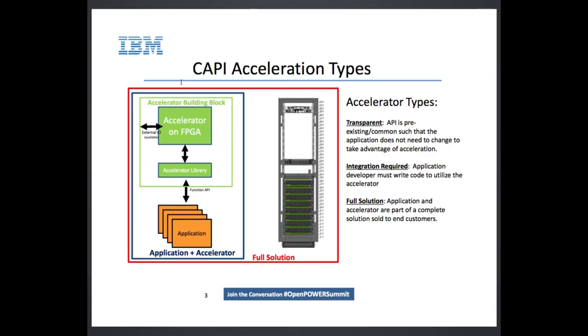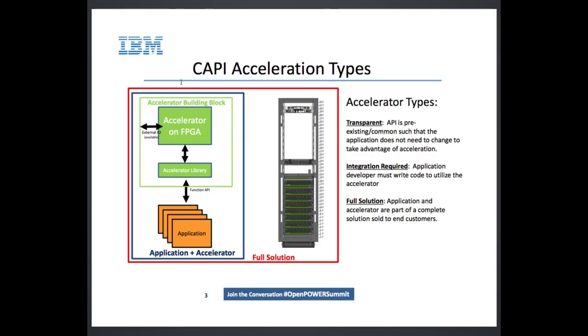And finally, the third set is full solutions. This is where you receive the hardware, the Power platform. You get the FPGA, the card, the bit file that comes with it, all the middleware, all the application code, and it comes with a bow around it, support, and everything else into your office to provide a solution. So those are the 3 categories that we've seen all of these new accelerators fall into.